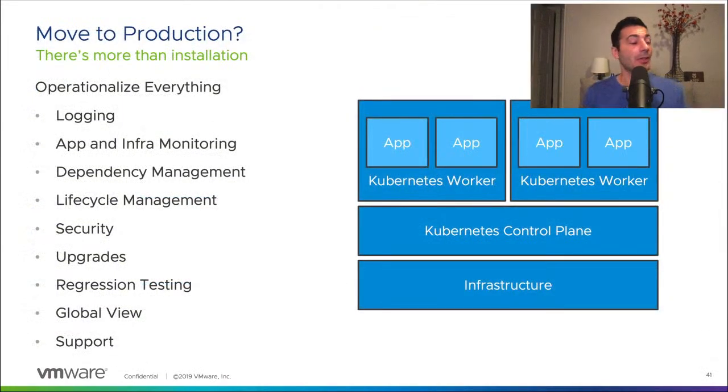Now, I've shown you a lot of the open source projects, but the big question is: what do we do and how do we move all this stuff to production? Because there's a lot more to do than just installation, right? We showed you how to deploy clusters, and I could deploy another workload cluster, and I could continue going through that process. But how do I do logging?